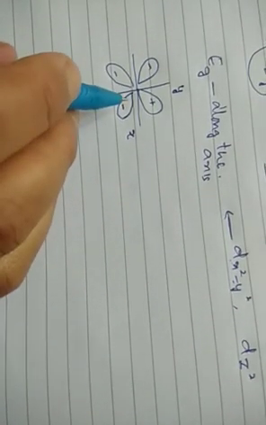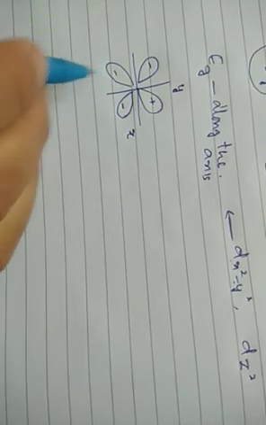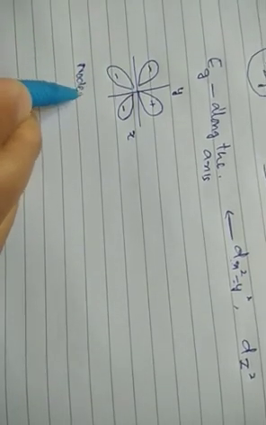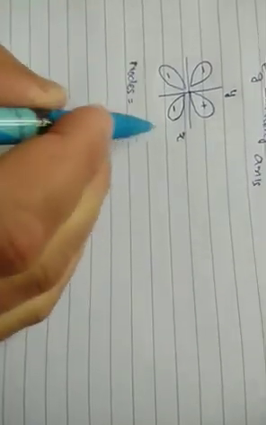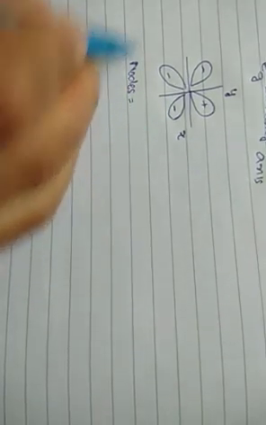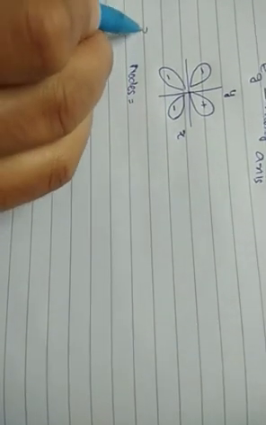Now it's a dxy orbital, and then the number of nodes you have to calculate at the same time. So the number of nodes is given by a formula. What's that formula? n minus l minus 1. Let us say it is a 3d orbital. Let's take 3d orbitals.